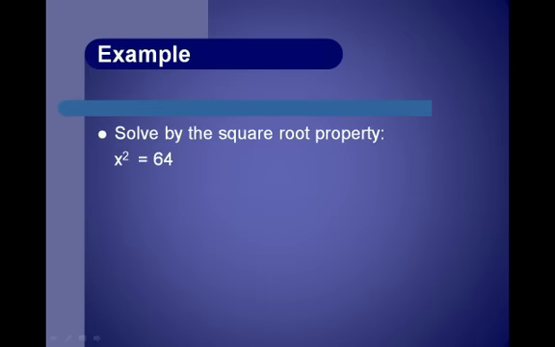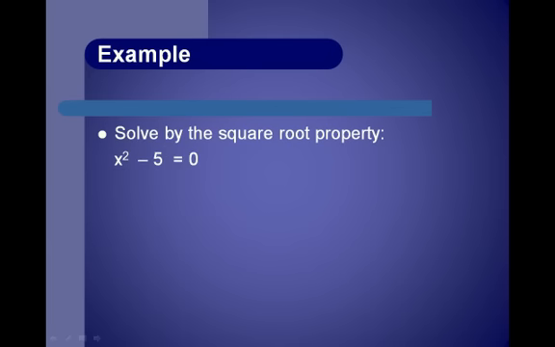Let's do another one. X squared equals 64. Notice this is perfect for the square root property. Something squared, x squared, equals a number. So the square root property says we can square root both sides, but we have to consider the positive and negative root of 64. Well, the square root of x squared is just x. The square root of 64 is 8, but we've got to consider both cases, so we get positive 8 and negative 8. Now you can write them separately, or you can just continue to write it plus or minus 8.